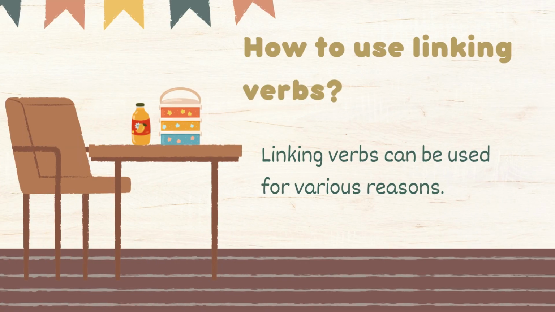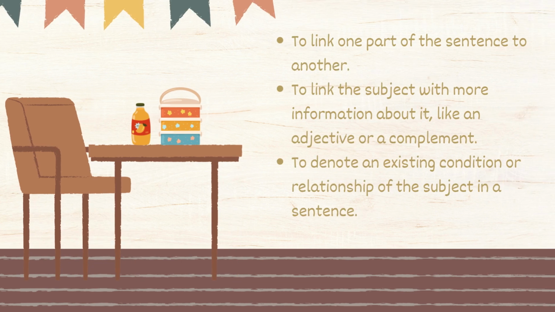Linking verbs can be used for various reasons: to link one part of the sentence to another, to link the subject with more information about it like an adjective or a complement, as we mentioned in the previous example, Billy is happy, and to denote an existing condition or relation of the subject in a sentence. Also, as in the previous example, the papers are brown.